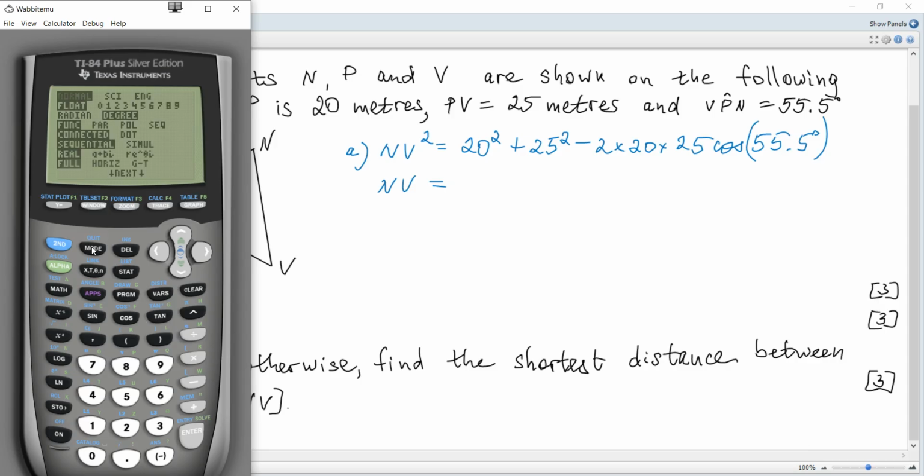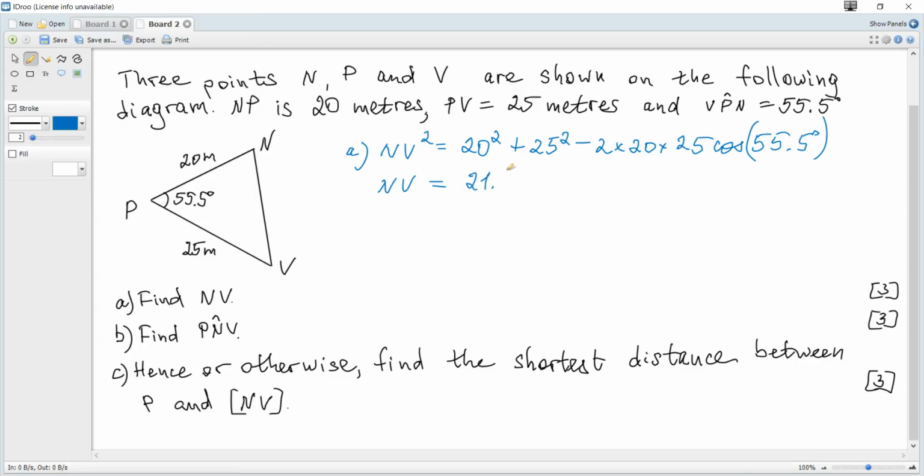first of all, let's check. We need degrees, not radians. Square root of 20 squared is 400 plus 25 squared minus 2 times 20 is 40 times 25 times cosine of 55.5 degrees, and it becomes 21.4 to 3 significant figures, meters.